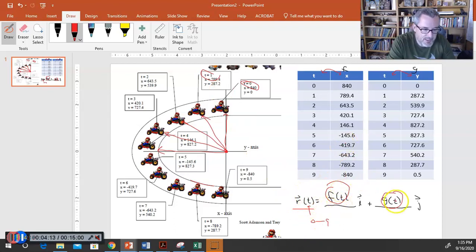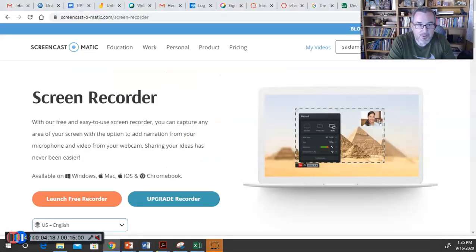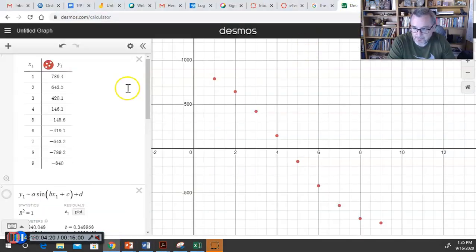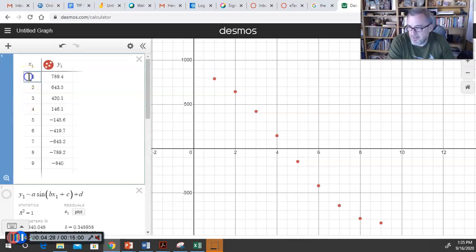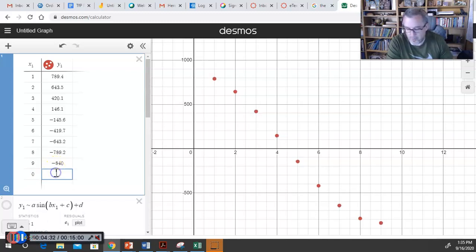So we need to get these functions. X is a function of t and y is a function of t. Here's how we can do it. Let me jump over to Desmos. So in Desmos, what I've done here is entered in, I don't know why I don't have 0. What was 0? 0 was 840, wasn't it?